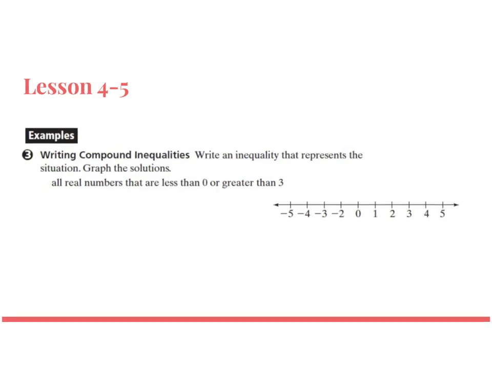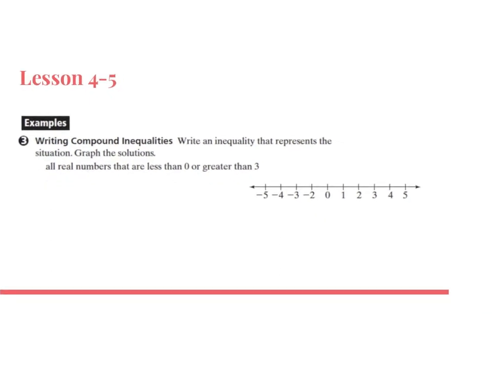Now we've got an or situation, okay? And with this compound inequality, we want all real numbers that are less than 0. So x is going to be less than 0. And it says or there, or x is going to be greater than 3. Okay? Anytime you have an or situation, you're always going to write the two inequalities separately, and they should be joined by the word or.